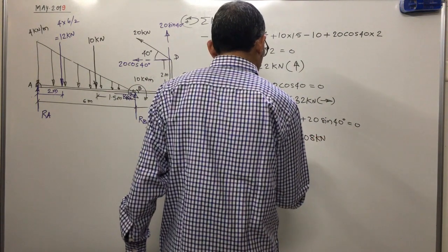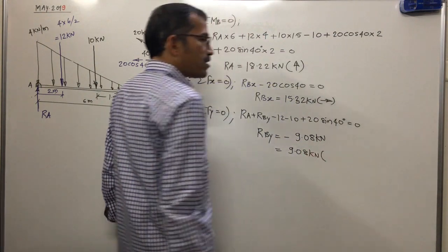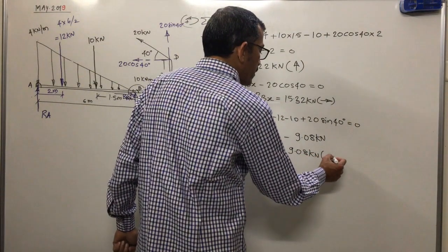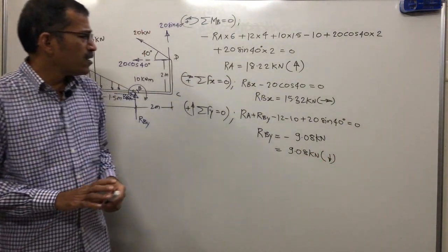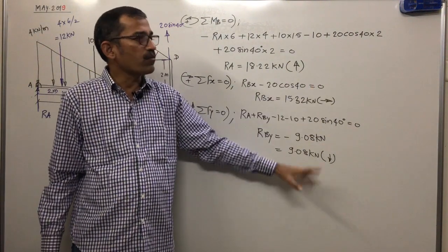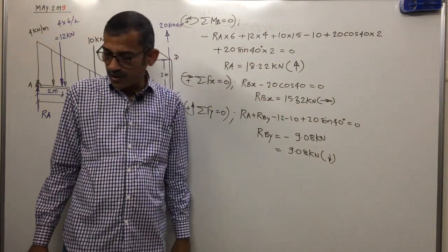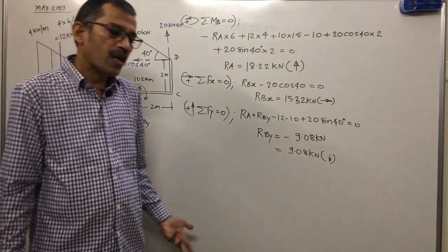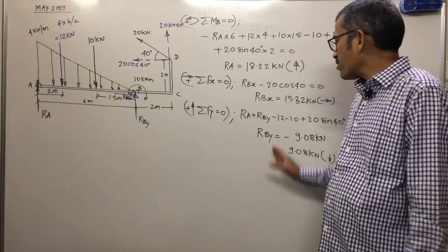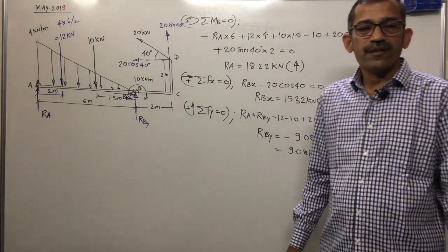As you are getting a negative answer, what does it represent? The assumed direction is wrong. What is the assumed direction of RBY? Upward. That means what is the correct direction? Downward. Clear? From RBX and RBY, you can decide the quadrant. Rightward, this is downward. Rightward and downward means fourth quadrant. Magnitude of RB is given by square root of RBX square plus RBY square. Theta we will find out as tan inverse of RBY upon RBX. You can find out later, from RBX and RBY, the resultant reaction at B and its inclination.